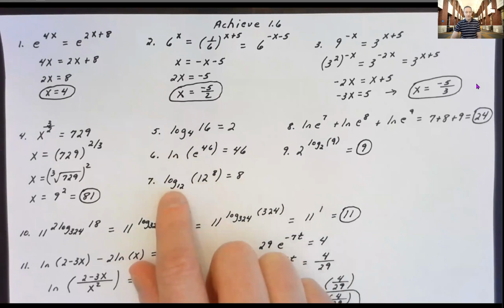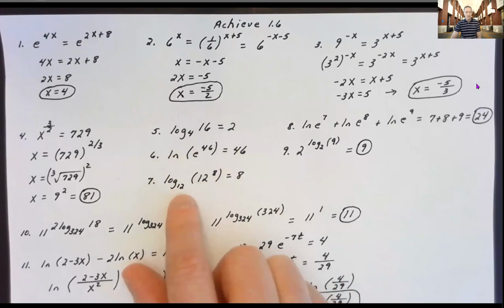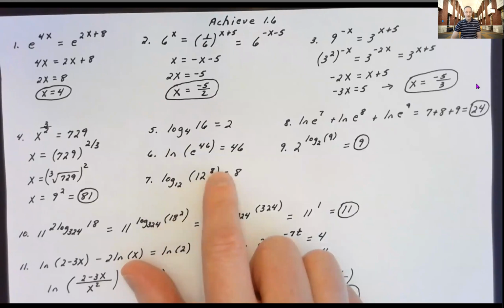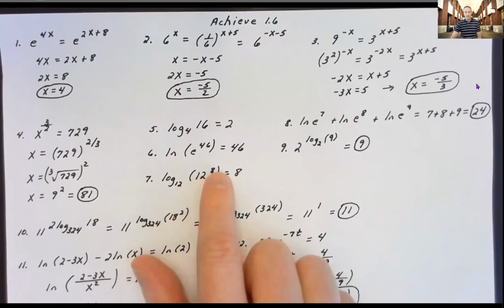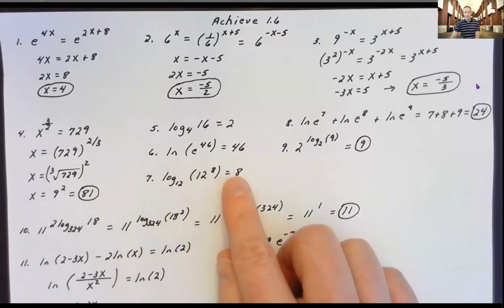That helps us out with number 7, log base 12 of 12 to the 8th. This is literally asking you, what power do you need to raise 12 to get 12 to the 8th power? Well, clearly the answer is 8. Log base 12 of exponential base 12 to the 8th, 8.